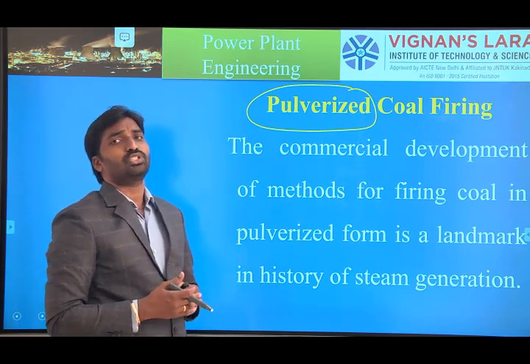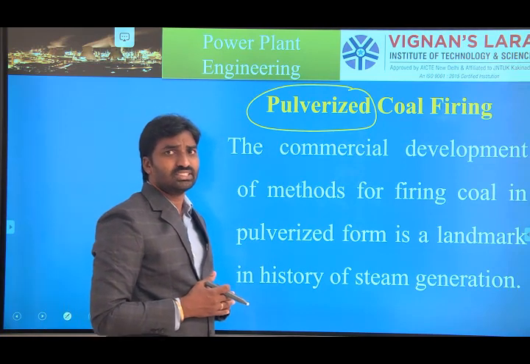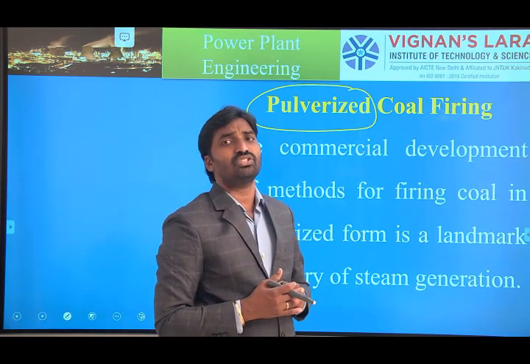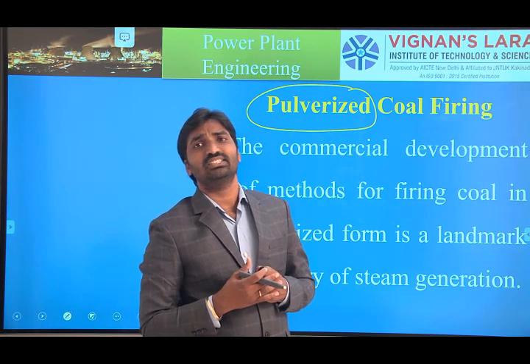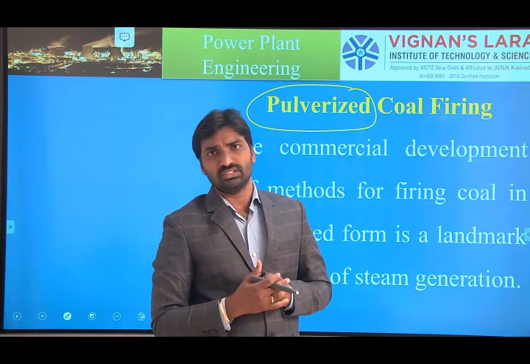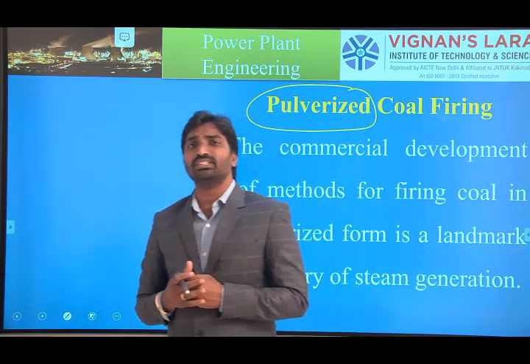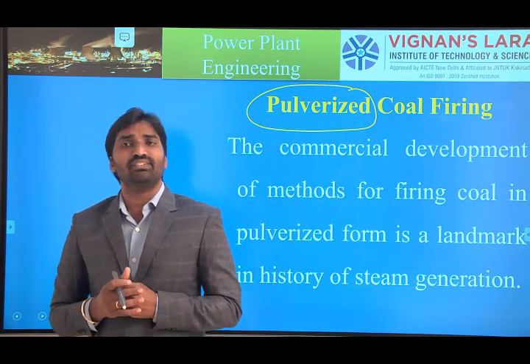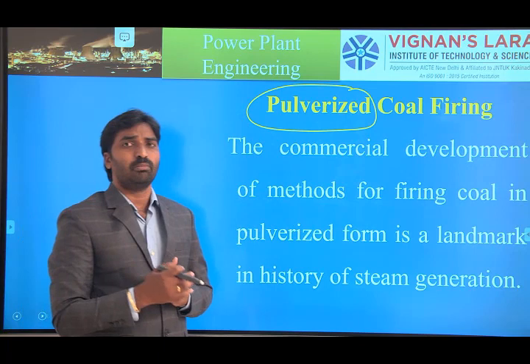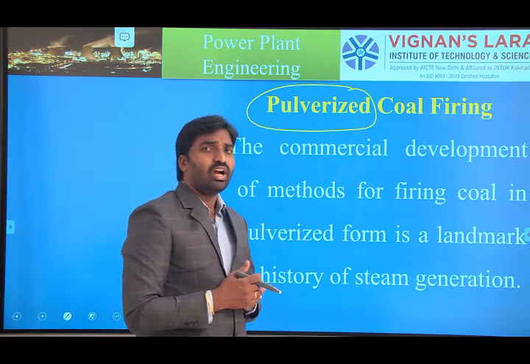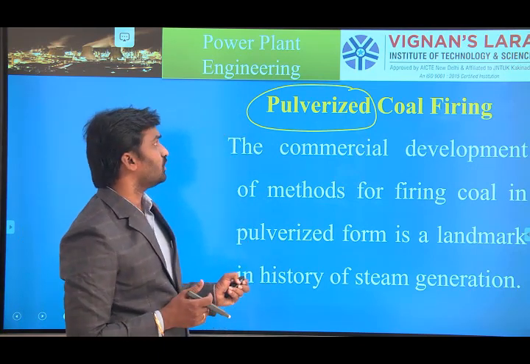In most cases, to get higher efficiency, pulverization mills are used and the powder size is 75 microns. To get a higher combustion rate, 70 to 80% of the coal should be in the form of 75 microns, so that gives the higher combustion efficiency.